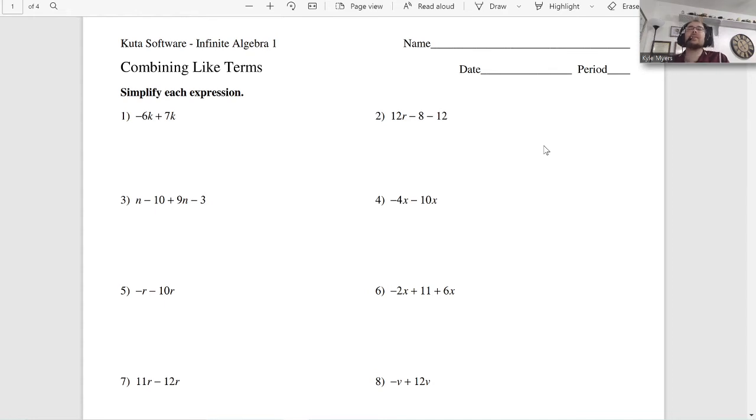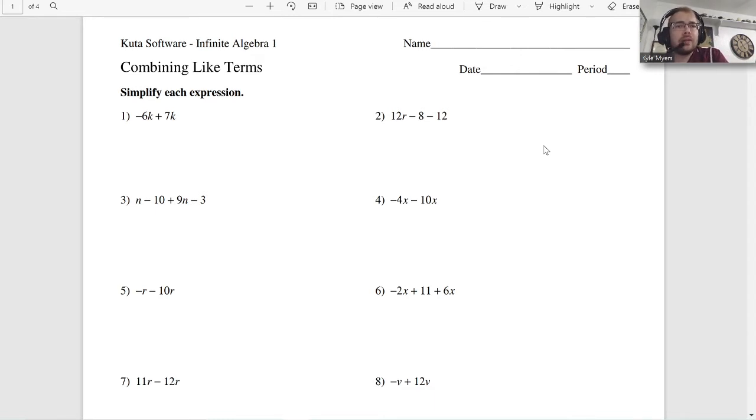Right. Hey guys, Mr. Kyle, Myers Mathematics, and let's just jump right into it. So today is another video on Algebra 1 worksheets. This one is combining like terms, as you can see here, and we're going to jump right in right now.